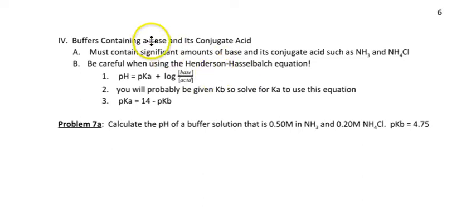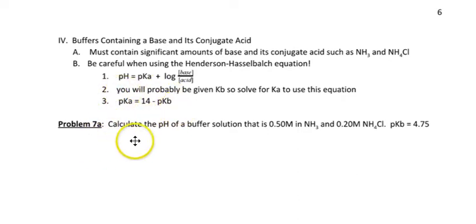Why? Because if you're talking about a base, what do you think they're going to give you? They're not going to give you Ka. They're going to give you Kb. So you need to solve for Ka this time. And lo and behold, it's pretty easy to do. You just subtract from 14 and voila.